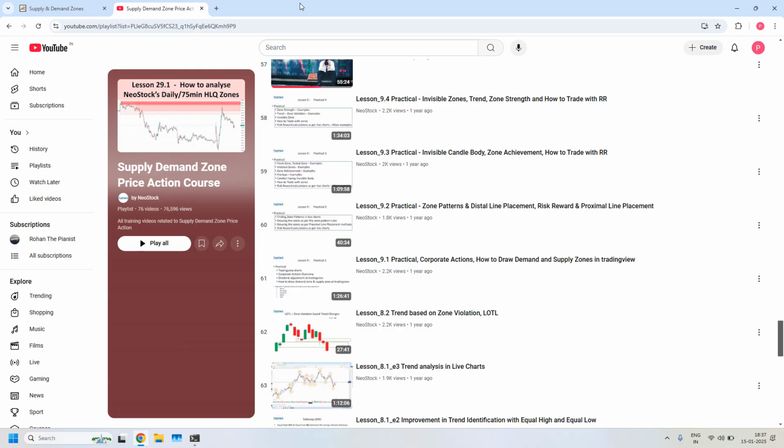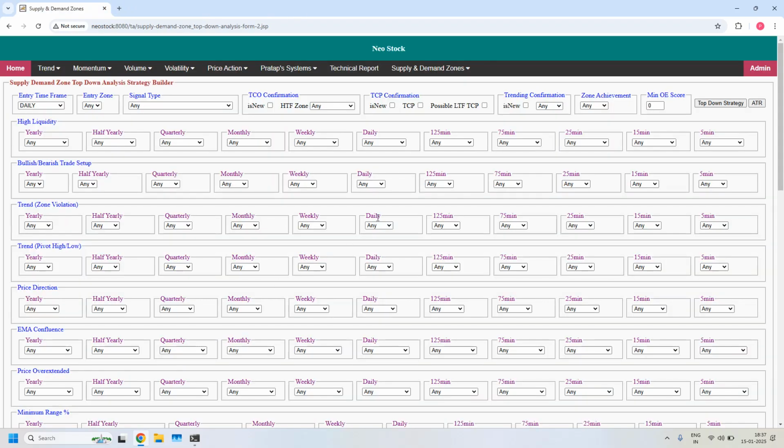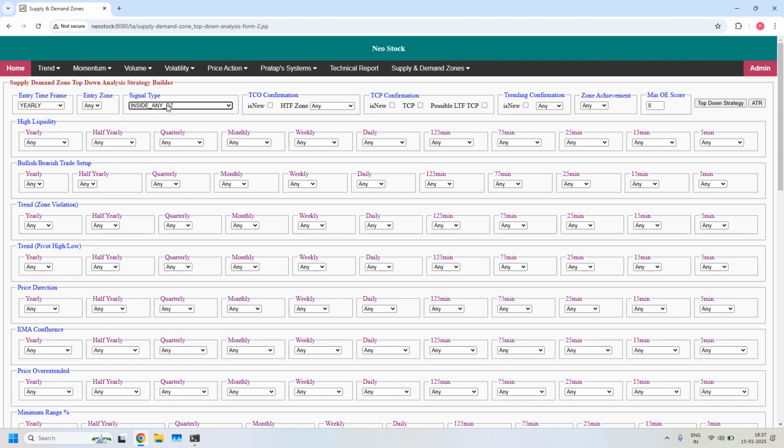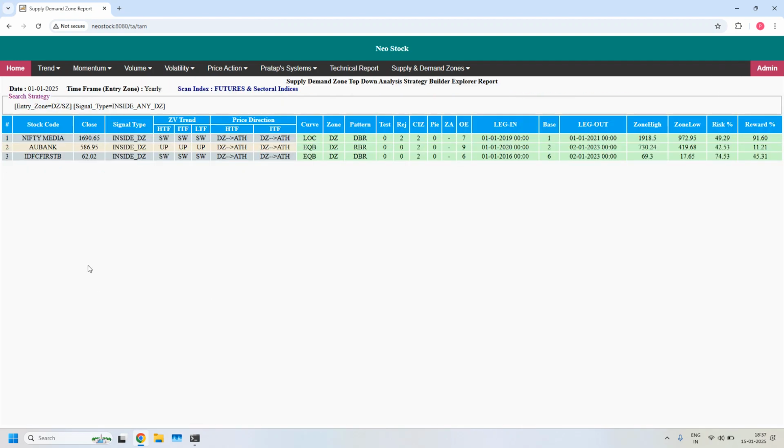Now let's get into the report generation with the help of the NeoStock Software Supply Demand Zone Top-Down Analysis Strategy Builder. First, let us identify the stocks near the demand zone and inside the demand zones. Starting with the yearly time frame, let us find the stocks where price closed inside the yearly demand zone. So 3 stocks are filtered where price closed inside the yearly demand zone.